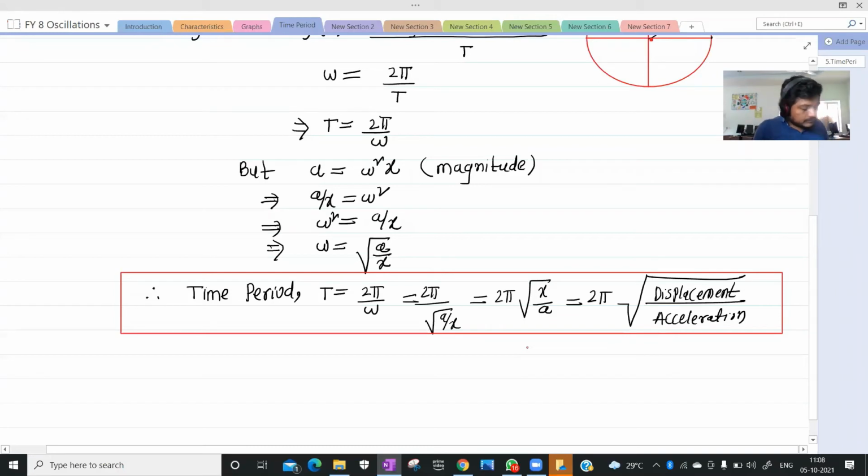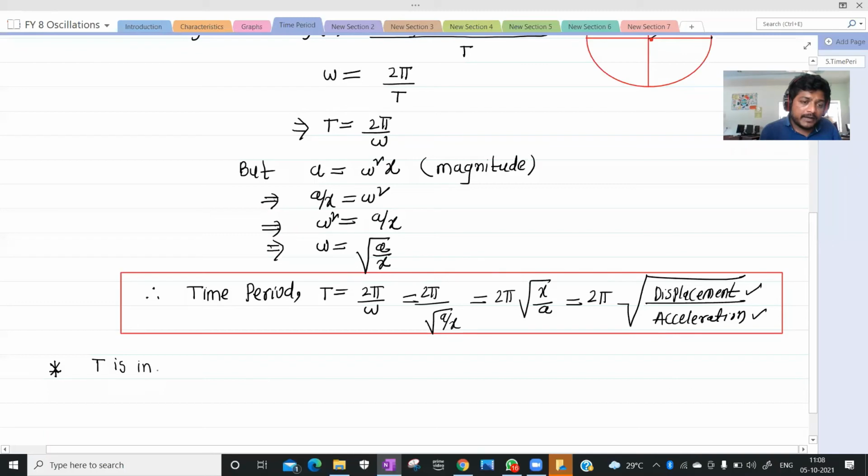In this time period, what are the terms we have? We have only displacement and acceleration. Any amplitude is there? No, sir. Means we can say the time period of oscillation is independent of its amplitude.